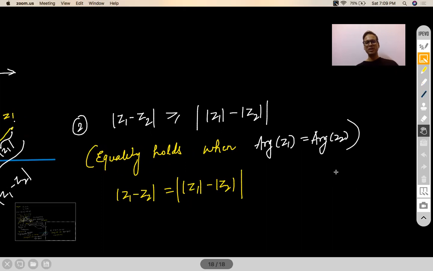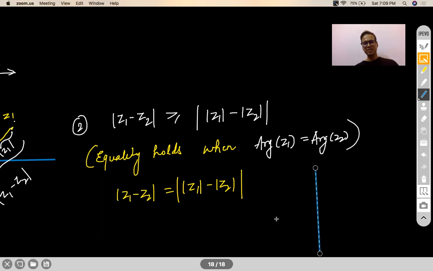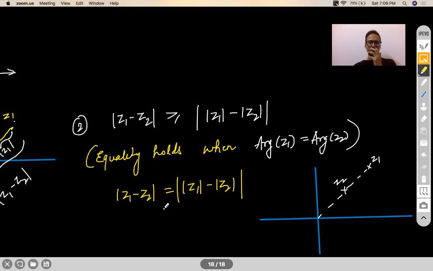See, what I'm trying to say is that if your Z1 and Z2, let's say Z1 is located here and Z2 is located here. Okay. So what is this trying to say? Or what question does this pose to you? When do you think this distance is equal to this distance minus this distance? Only under this condition, which I've shown you on the screen, isn't it?